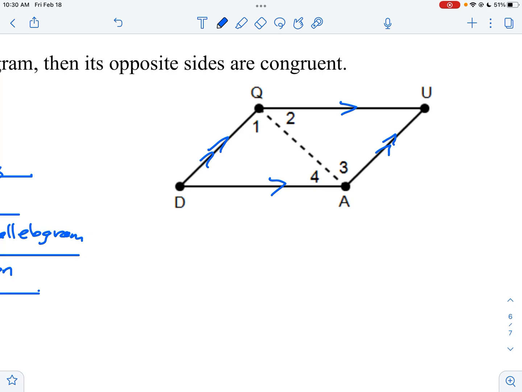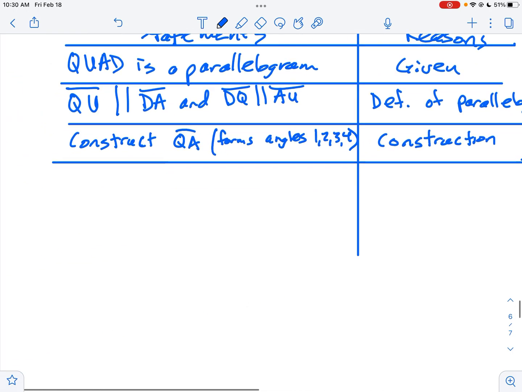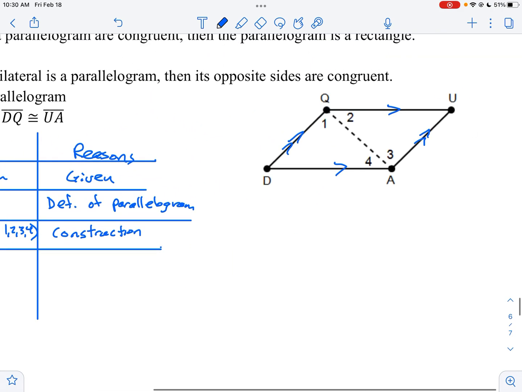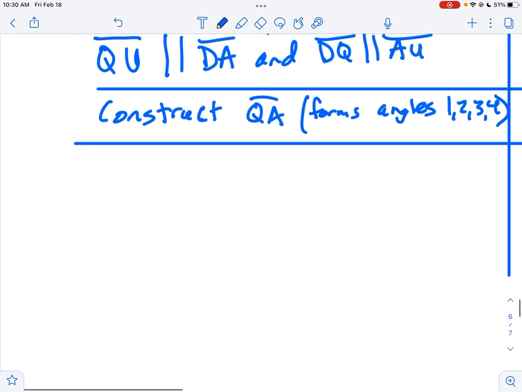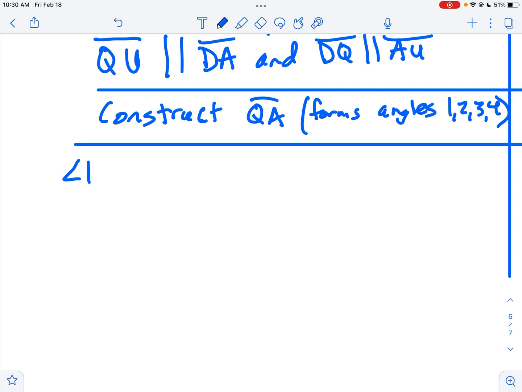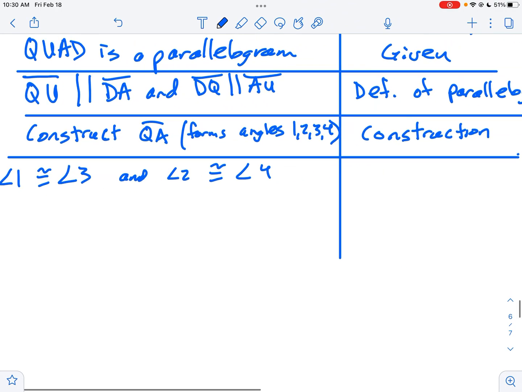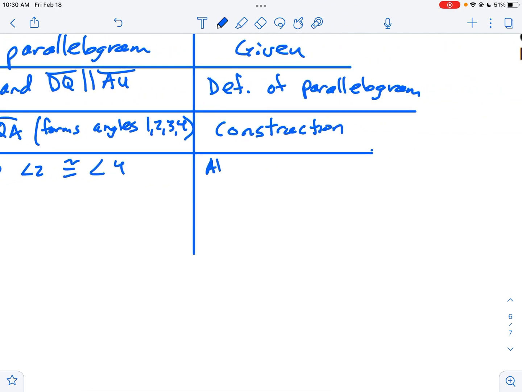We have alternate interior angles. We have reflexive property in the middle. And so we can say a bunch of things are congruent. So let's see, we got 1 and 3, 2 and 4. So angle 1 is congruent to angle 3, and angle 2 is congruent to angle 4. And that's because they are alternate interior angles.